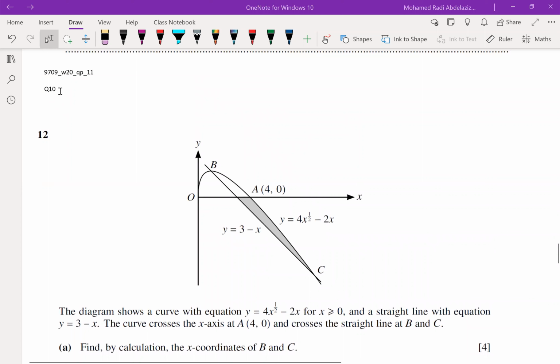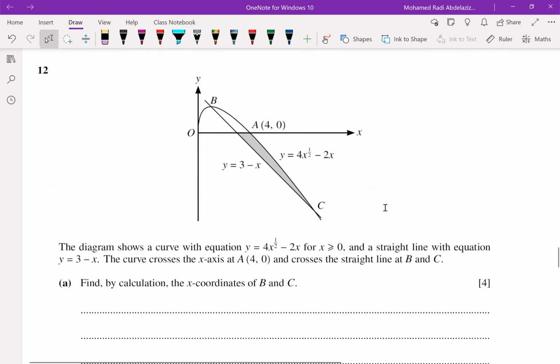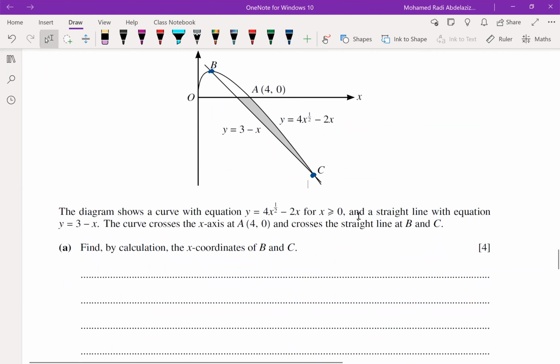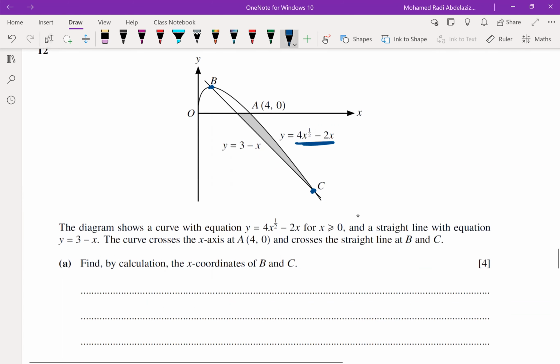Hello guys, in this tutorial I'm going to solve question number 12, winter 20, variant 1. Looking at question number 12, we have a straight line and a curve. If I'm asked to get the intersection points B and C, I try to solve the two equations simultaneously using the equating method. Especially here we have y as the subject in both, so equate between the two equations, like this.